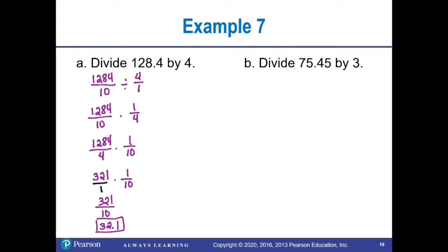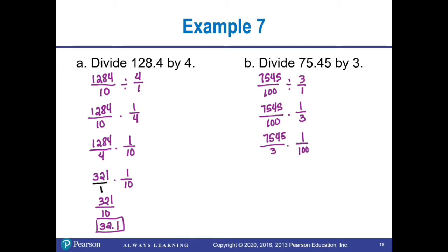Let's suppose we have 75.45 that we are dividing by 3. 75.45 is 75 and 45 hundredths. We have the hundredths decimal place here. As a fraction, we can write 7545 over 100 because of our hundredths decimal place. And we're dividing by 3, or 3 over 1. Our algorithm for dividing fractions says that we change division to multiplication and we flip that second fraction. That's called taking the reciprocal. When we multiply, the order that I multiply doesn't matter. So in the denominator, I can multiply 100 times 3, or I can say 3 times 100.